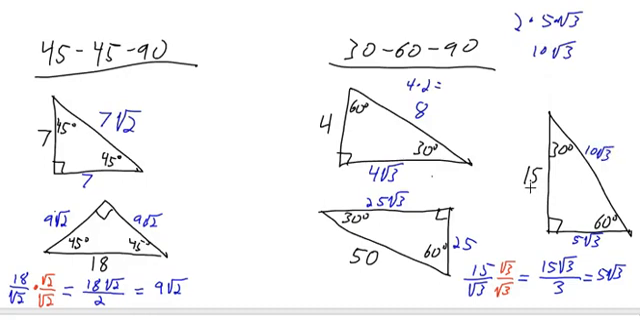Okay, so we were told the long leg. We divided by the square root of 3 to get the short leg, and we had to do some simplifying. Then we multiplied the short leg by 2 to get the hypotenuse.